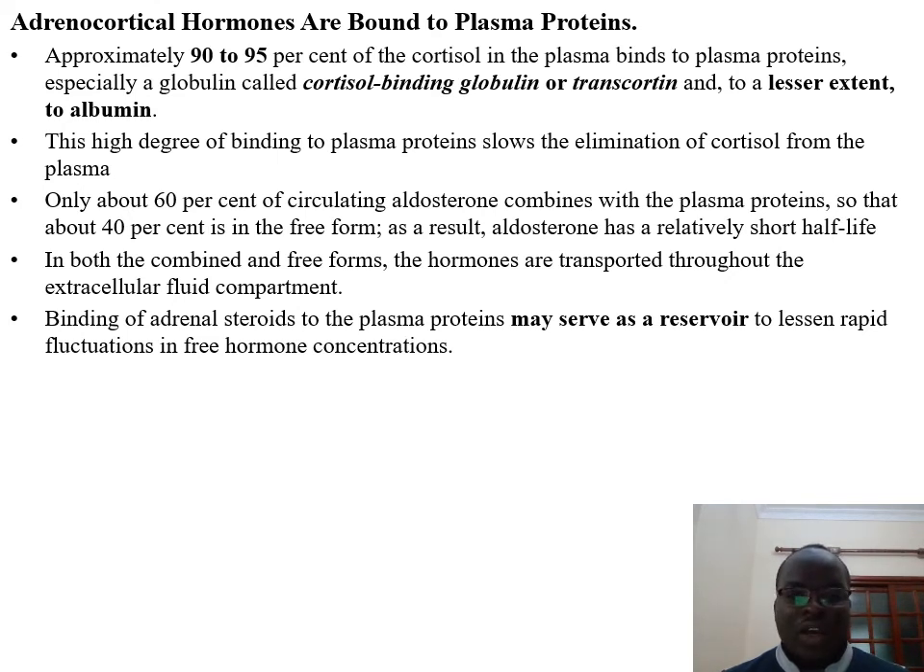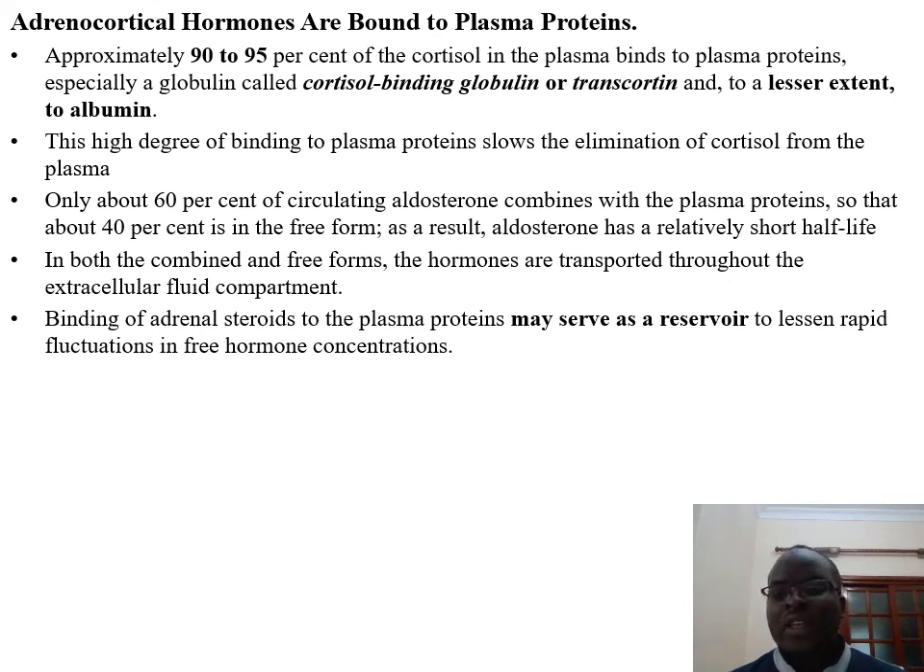In both the combined and the free form, the hormones are transported throughout the extracellular fluid compartment. Binding of adrenal steroids to the plasma proteins may serve as a reservoir to lessen rapid fluctuations in the free hormone concentrations. Because they are binding to plasma proteins, they will slowly be released to the tissues, so this will function as a reservoir to make sure that there are no fluctuations in the free hormone concentration.